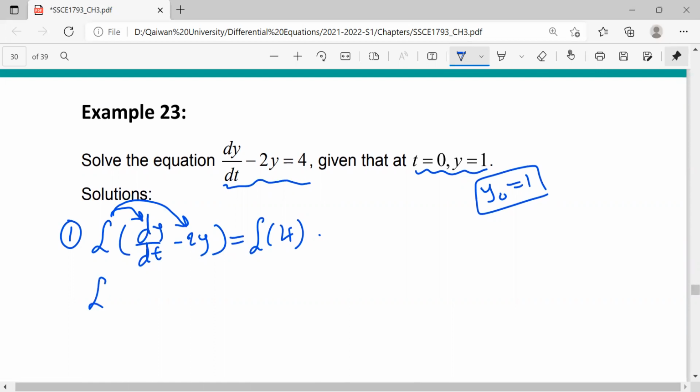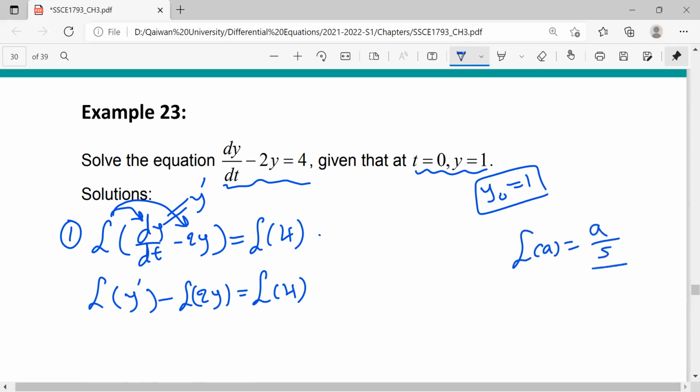The Laplace transform of dy by dt is the Laplace transform of y prime, minus the Laplace transform of 2y, equals the Laplace transform of 4. We say the Laplace transform of a constant a is a over s. That means the Laplace transform of 4 is 4 over s.